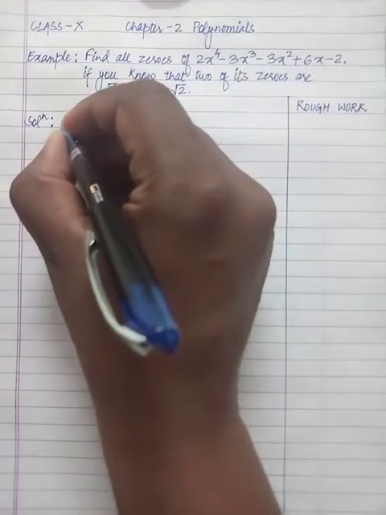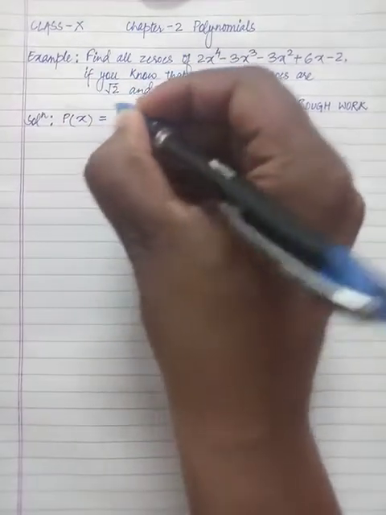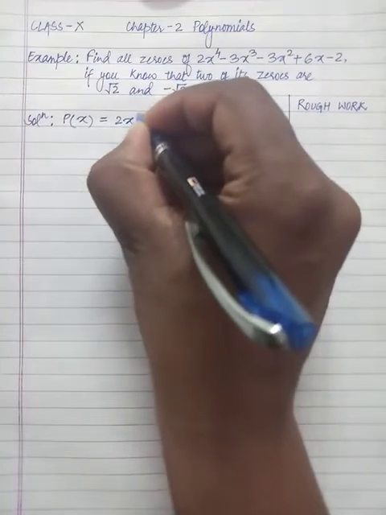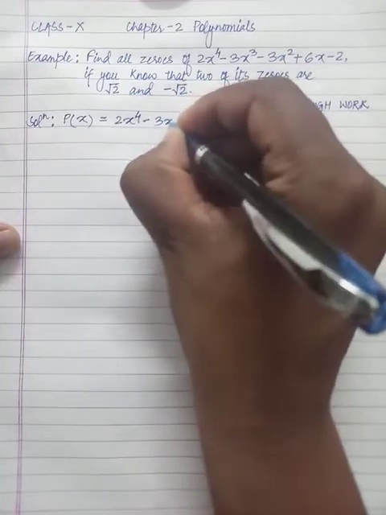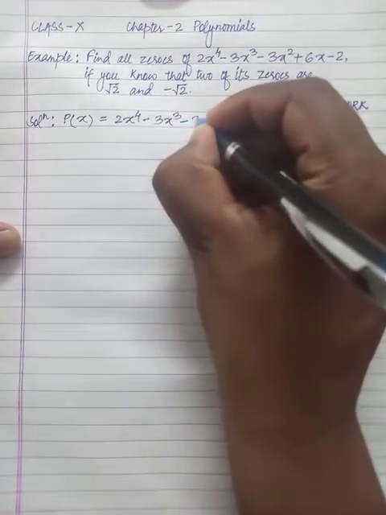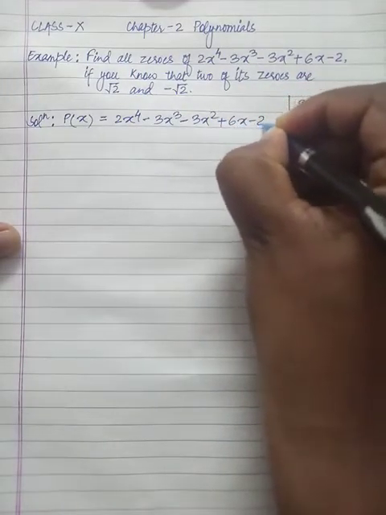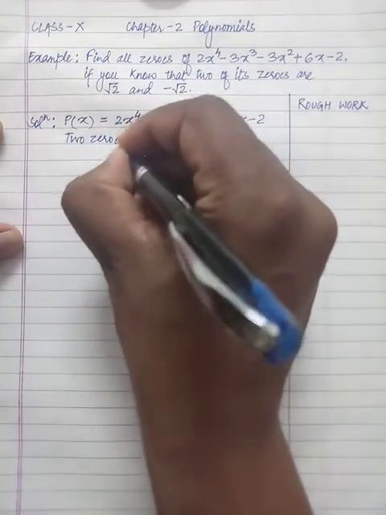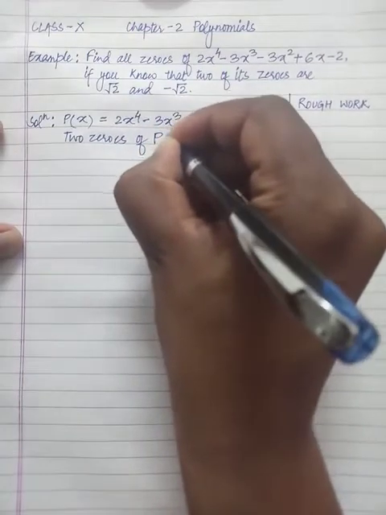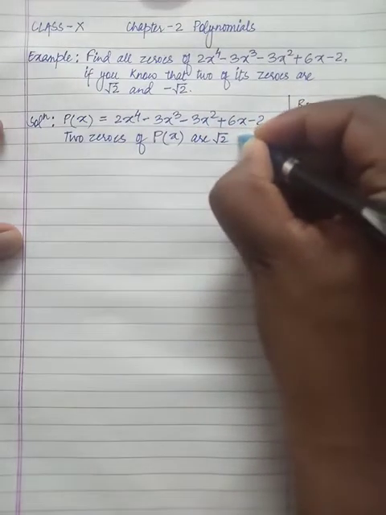Let this polynomial be p of x. P of x is equal to 2x raised to the power 4 minus 3x cube minus 3x square plus 6x minus 2. Now since two zeros are already given, the two zeros of this polynomial p of x are root 2 and minus root 2.